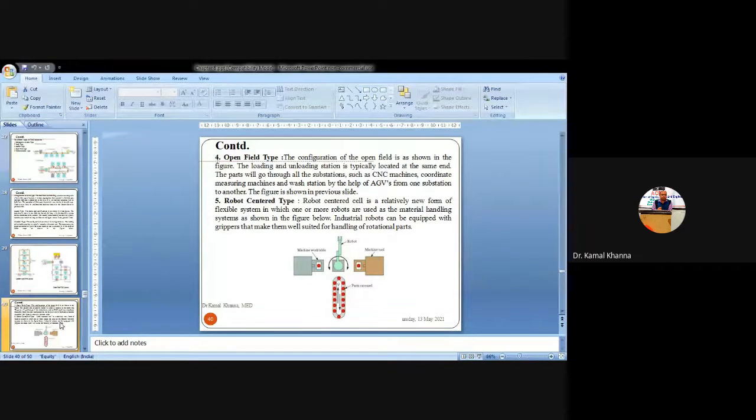So these robots help to transport the unit from one end to the other, and they are equipped with grippers, or you can say claws, through which they can easily transport the workpieces or parts. You can see in the figure also. This is a robot which is receiving the material from the first workstation and then, after rotation, it is feeding the material to the second machine.